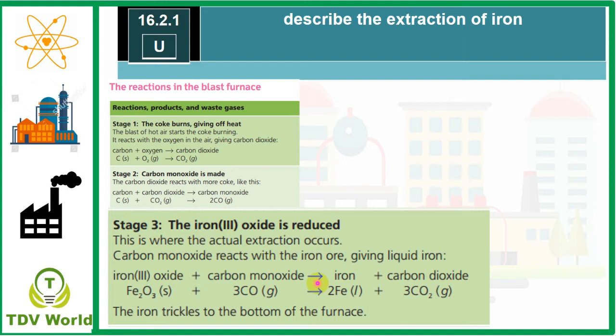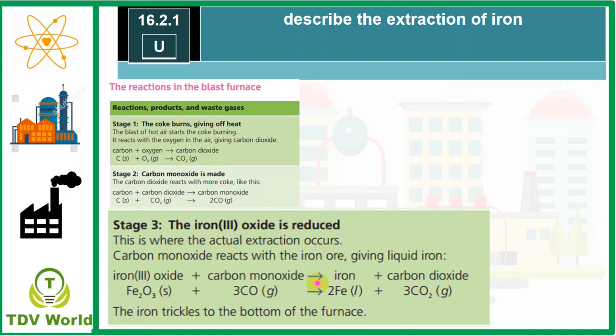So iron ore, we have taken hematite, right? Iron ore can be anything, but in our example we have taken hematite. So this is where the actual extraction occurs. This stage 3 is very important, where actual extraction occurs.